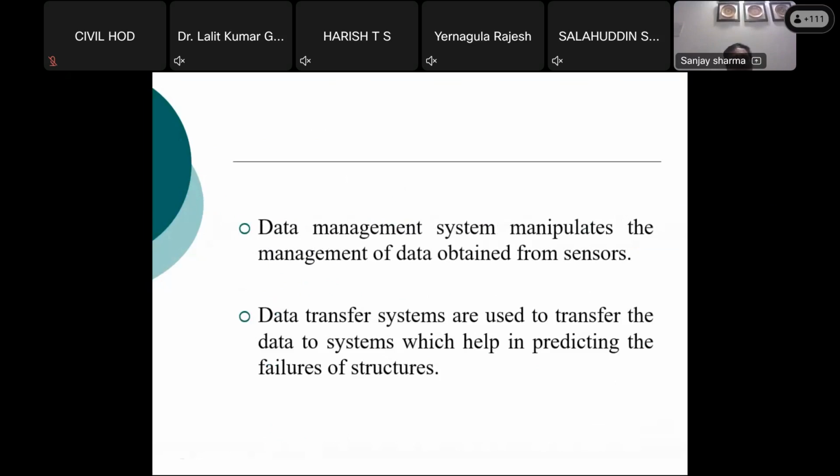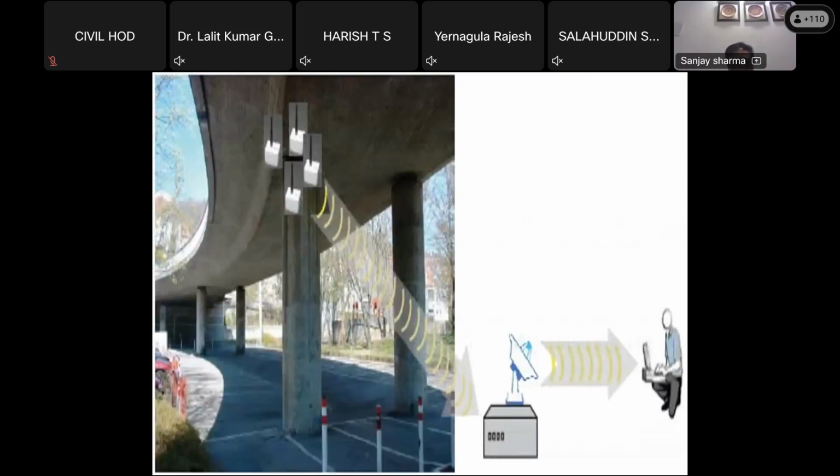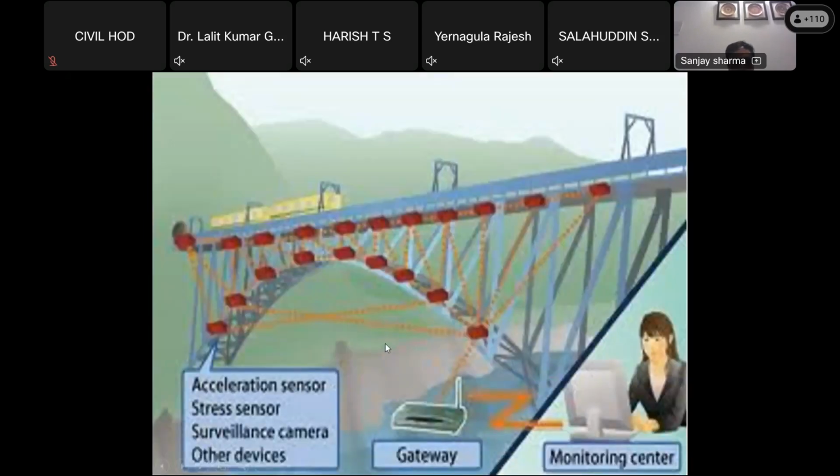You get the data, your strain, your deflection, all those things, and maybe you plot the curves also, and then you can find out basically what is happening and what is not happening. That is why you install the sensors there, and those signals are transferred to the system.